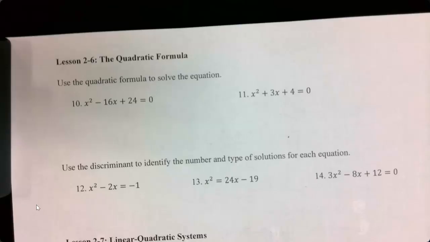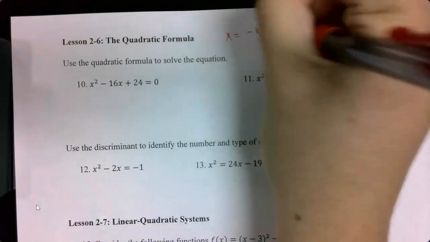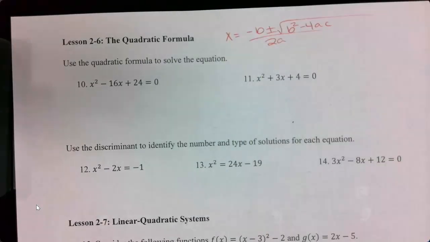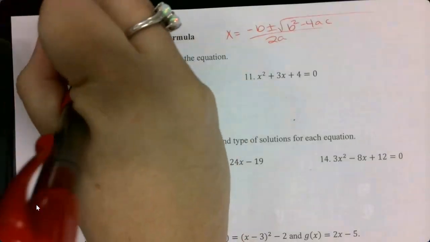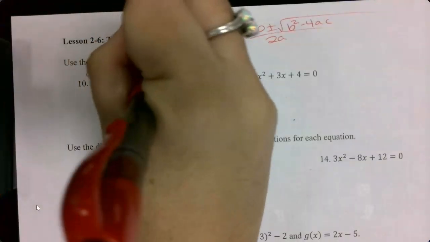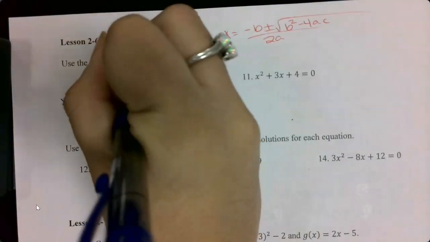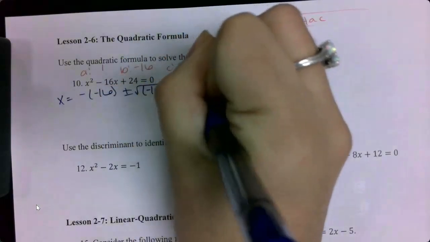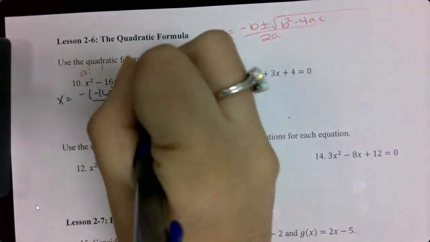Okay. On the back side, I have the quadratic formula, which remember is x equals negative b plus or minus the square root of b squared minus 4ac all over 2 times a. On this next one, it wants me to use the quadratic formula. My a is 1, my b is negative 16, and my c is 24. So I'm going to plug in. I have x equals negative 16 from my b value, plus or minus the square root of negative 16 squared minus 4 times my a value of 1 and times my c value of 24, divided by 2 times 1.